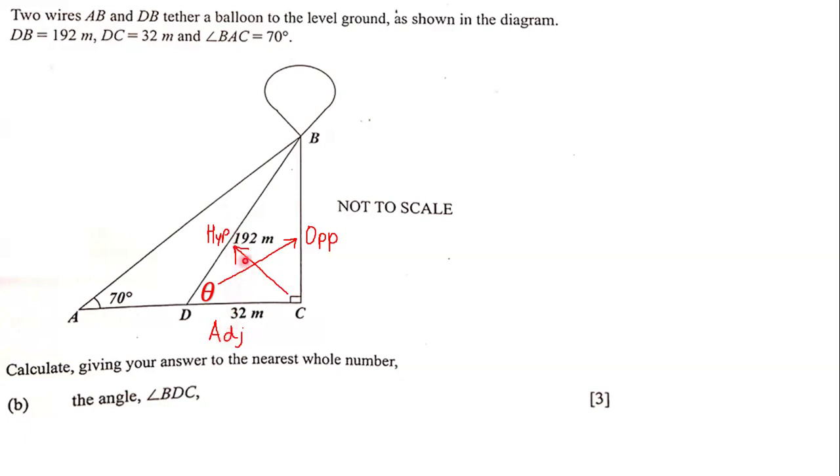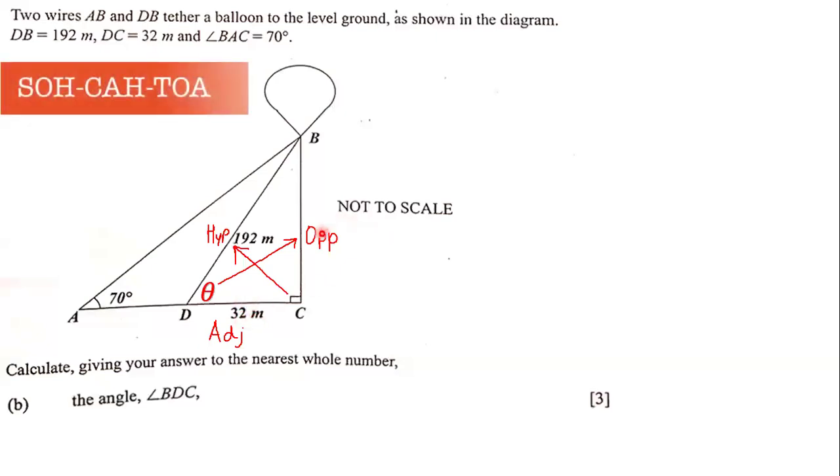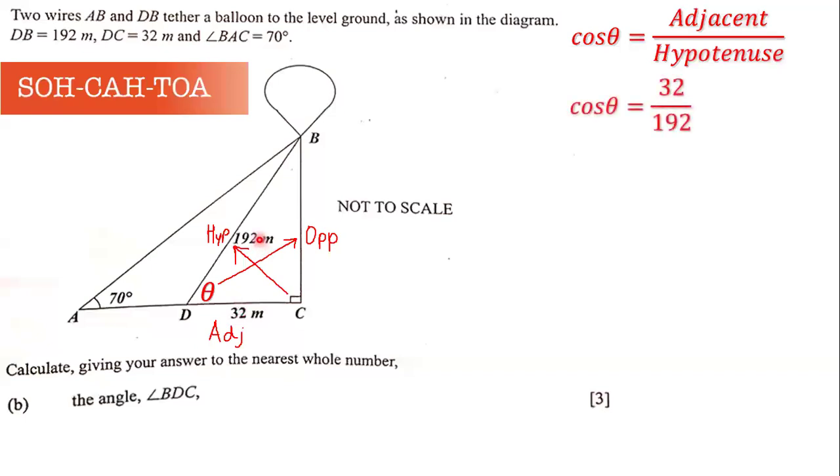Notice that we have what the hypotenuse is, and we have what the adjacent side is. And the opposite is what we just figured out in the previous question. They have given us the hypotenuse and the adjacent, so we are going to use the trig ratio that uses the hypotenuse and the adjacent, and that's going to be cosine. We're going to use cosine of theta, which is the adjacent over the hypotenuse. The adjacent is 32, the hypotenuse is 192, so we substitute that in. So we have cosine of theta is equal to 32 over 192.